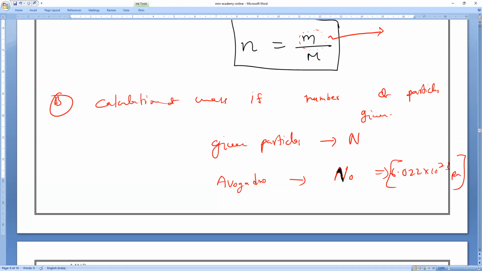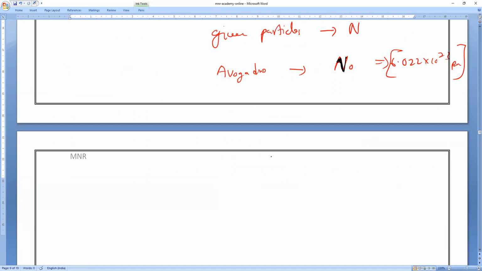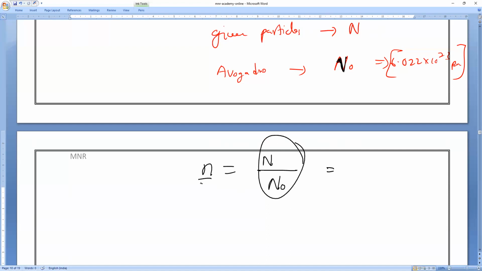So given particles, what is the formula based upon this? n is equal to the given number of particles divided by the Avogadro number. That's all it is. So number of moles n is equal to N divided by N naught. Any problem for anybody? You can ask me. I hope you all understand. Anybody doubt? You can ask me.